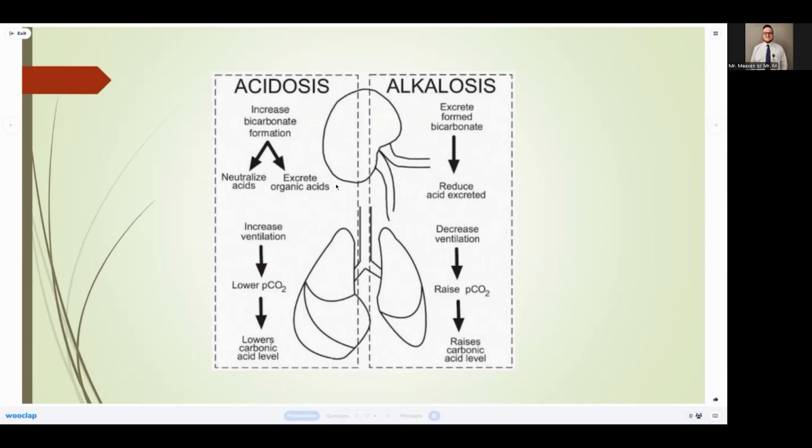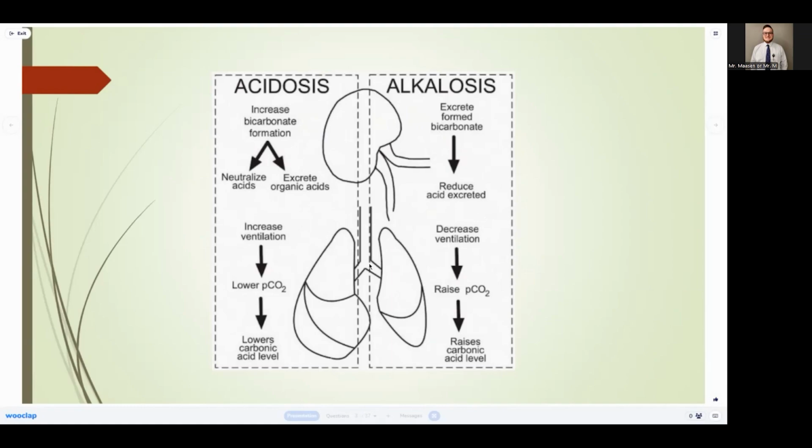So say I've got issues. If the kidneys are in alkalosis, they're going to try to get rid of bicarb and reduce how much hydrogen is excreted. If I'm in acidosis, I'm going to increase how much bicarb is formed. So I'm going to try to neutralize acids, I'm going to get rid of acids.